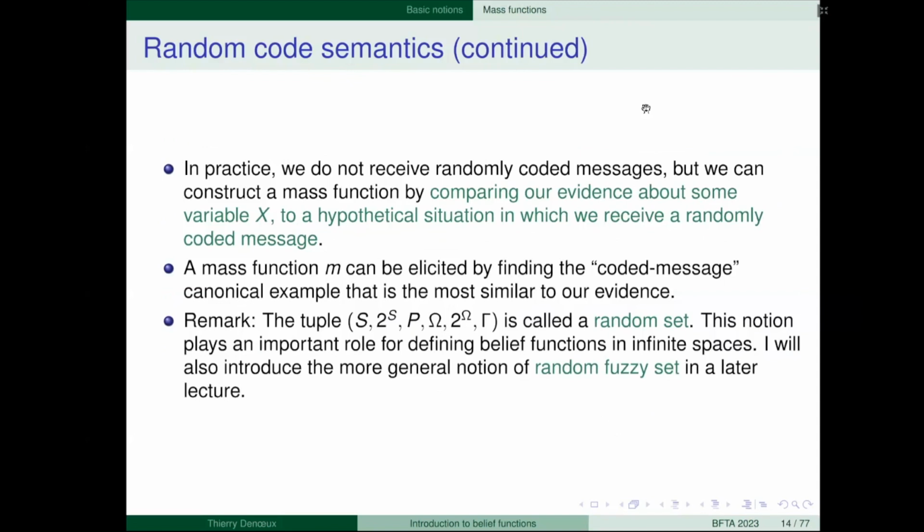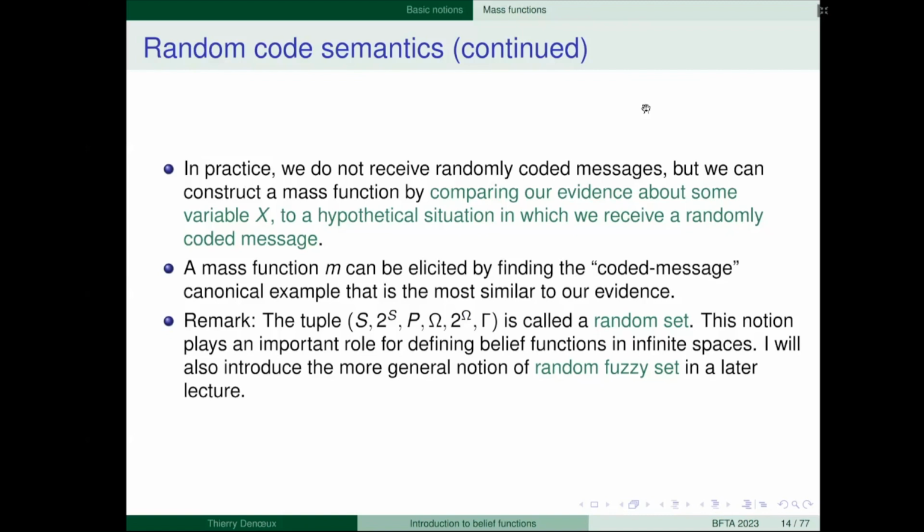So you can say, okay, this story of random code is not realistic. Usually we don't have information like this. But the thing is that in practice, we get some information. We can construct a mass function by comparing our evidence about some variable X to some hypothetical situation in which you would receive a randomly coded message about that variable X.